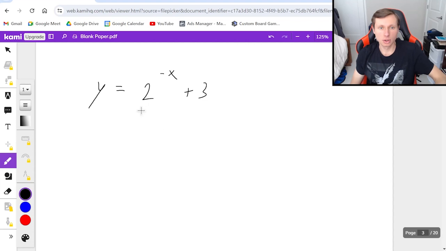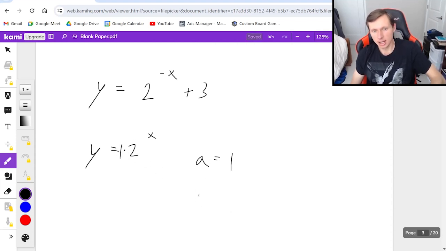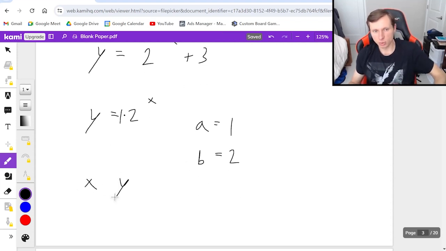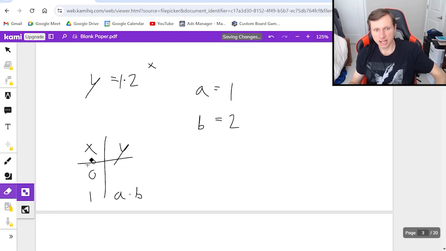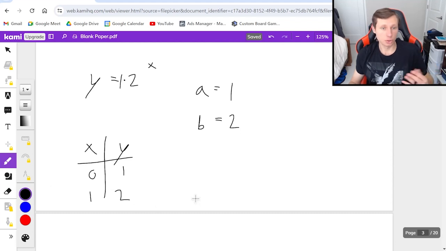So first, I want to look at just the parent function. In other words, if I get rid of all the transformations and stuff, I'm just looking at the function y equals 2 to the x, where a equals 1 because there's an invisible 1 times in front, and b is 2. B is always the thing raised to the x power. And why that's important is because then I can have my xy table. There's only 2 points I care about. It's (0, a) and (1, ab). And in this case, a is 1, and a times b is going to be 2. So these are the 2 points I have.